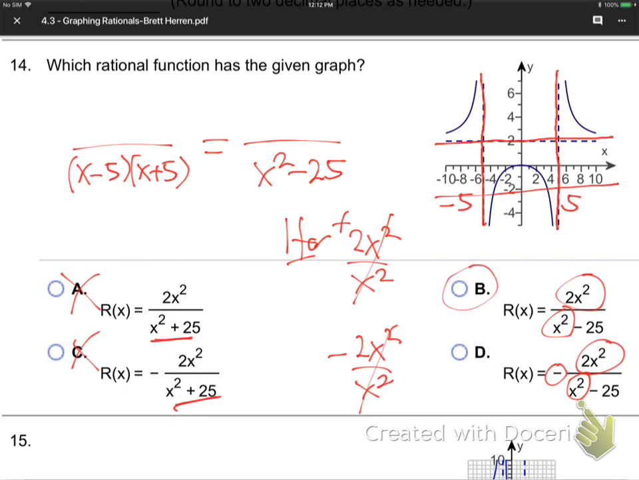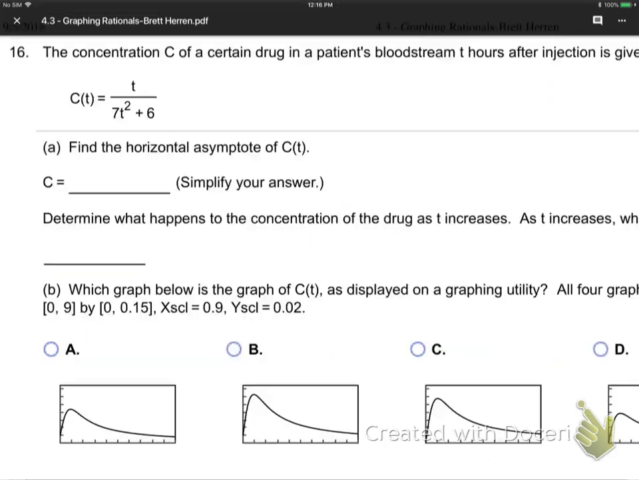Everybody see that? The reason that U shape is down there, if you're interested, is that if you plugged in like 1 or 2 or something like that, the bottom would be negative, because 1 or 2 squared minus 25 is negative, and it's because of that, not because of a negative in the front. All right, so it's tricky, but just find the vertical and the horizontal asymptotes, and you can tell it's B. Does that make sense? We good there?